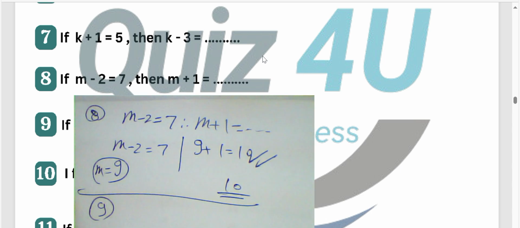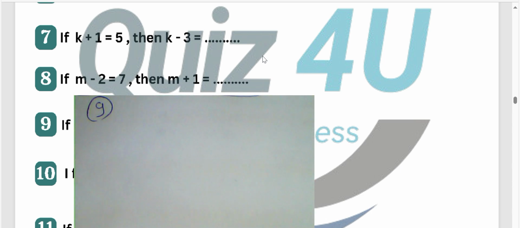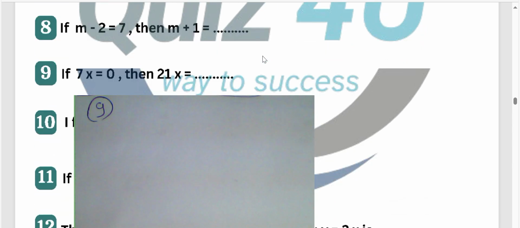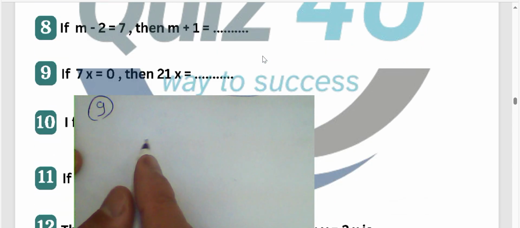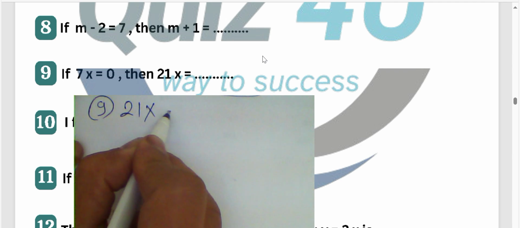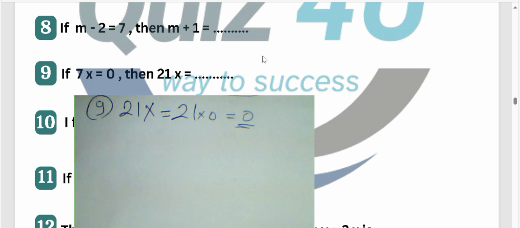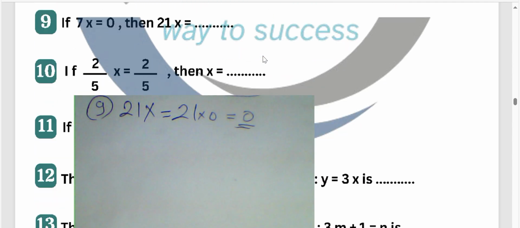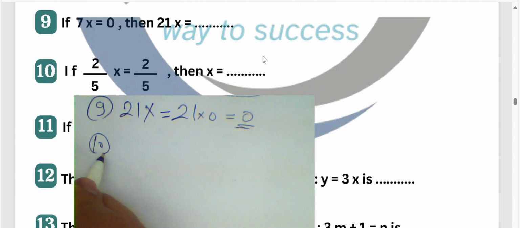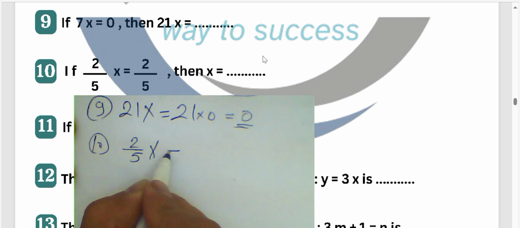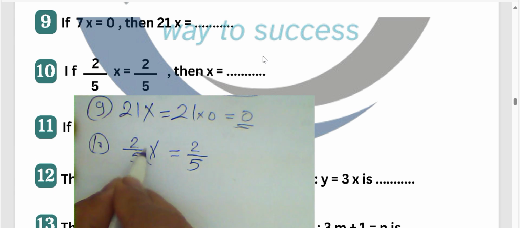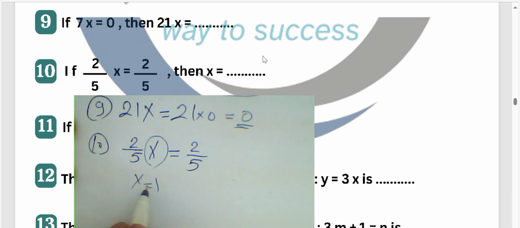Question number 9. If x equals 0, then 21x means 21 multiplied by 0, which will be 0. Question number 10. If 2 over 5 x equals 2 over 5, then the value of x here is 1. 1 here we call the multiplicative identity. Then the value of x will be 1.